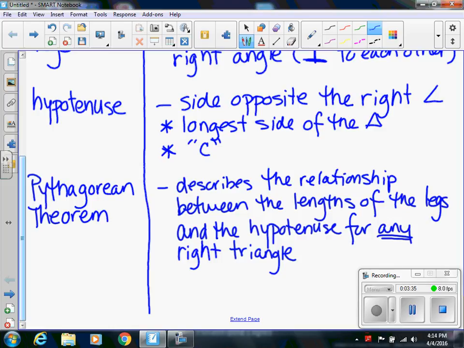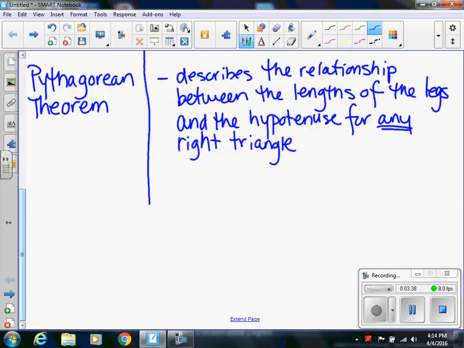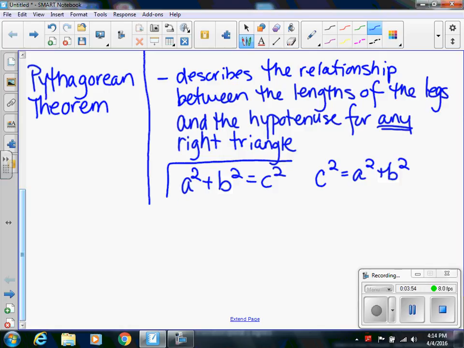Again, our Pythagorean theorem is a squared plus b squared equals c squared. Or you could also write it this way, obviously. But this is the way it's written on your formula sheet when you go to use it. But again, you really should be able to memorize this and use it every time we are doing anything with right triangles.